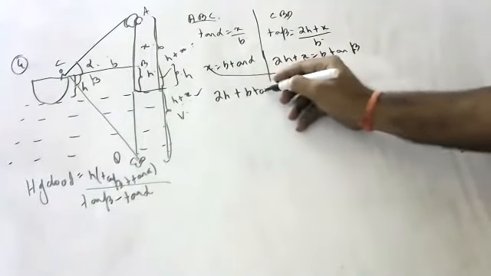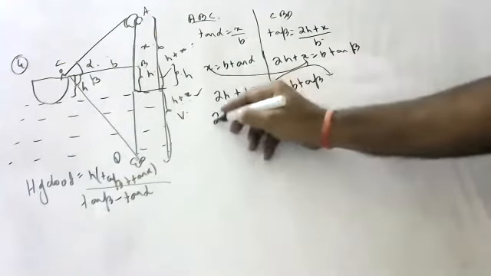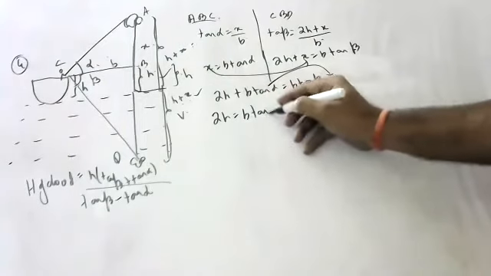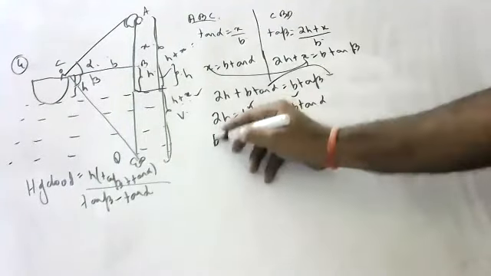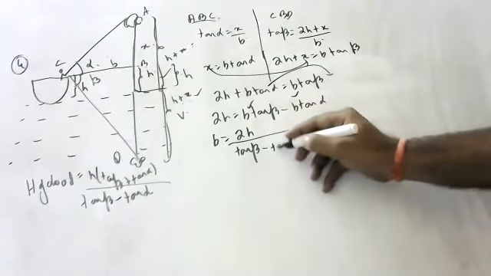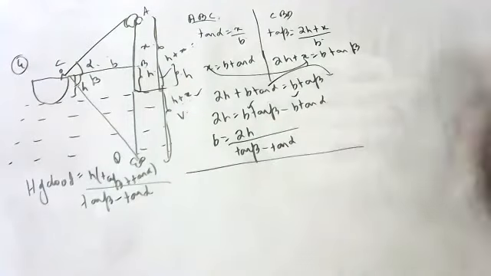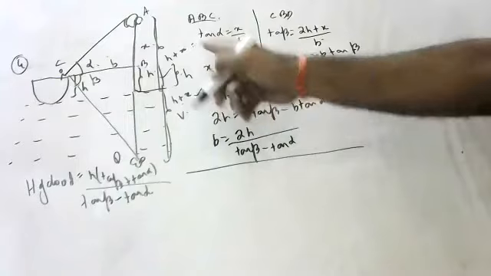2h plus b tan alpha is equal to b tan beta. Put it here: 2h is equal to b tan beta minus b tan alpha. Take b common: 2h is equal to b into (tan beta minus tan alpha). Now I want x. You got b, no? Yes, sir. x I want.